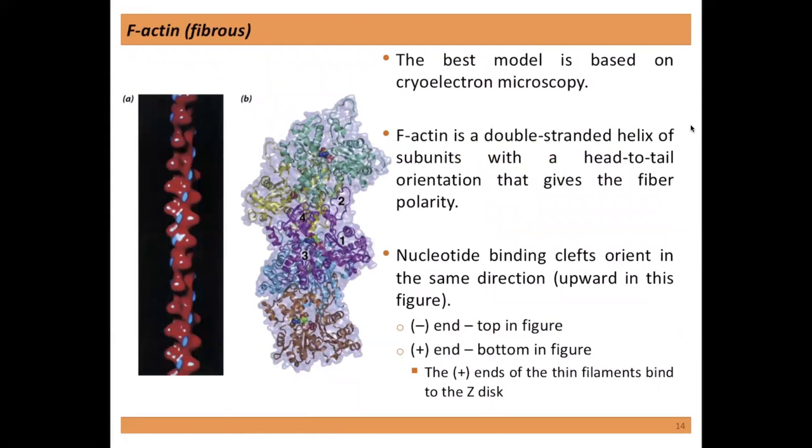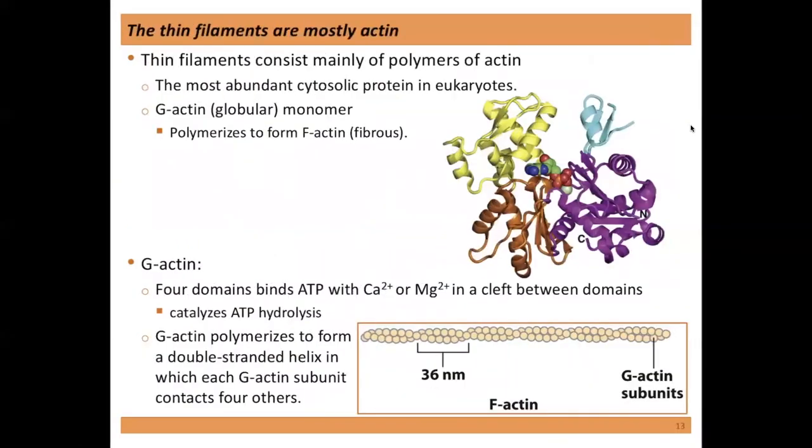It's hard to actually get a good X-ray crystal structure of actin. So the best one that they can get is by cryo-electron microscopy that we talked about. So it's actually a double helix, a double-stranded helix of subunits. So let me go back here. So you can see these individual subunits here.